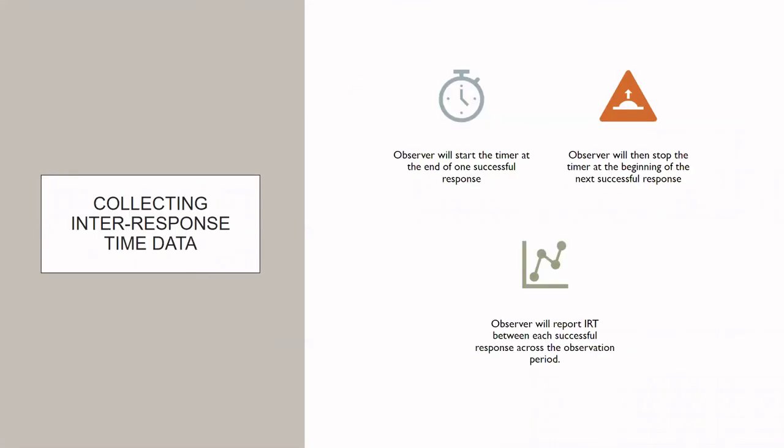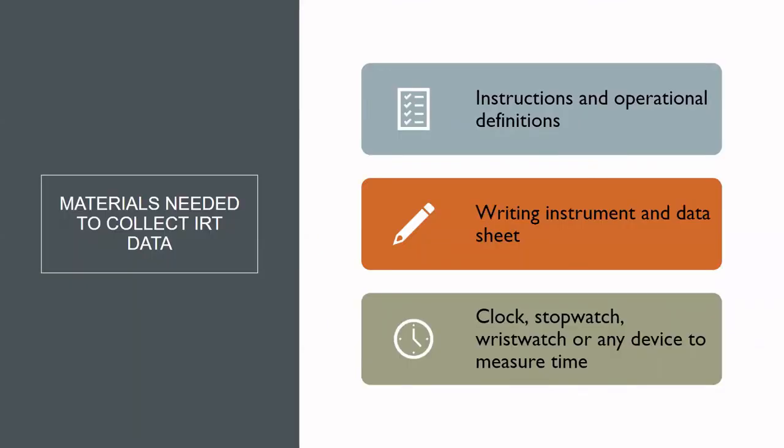When collecting inter-response time data, the observer will start the timer at the end of one successful response. Then the observer will stop the timer at the beginning of the next successful response. That observer will report IRT between each successful response across the observation period. Materials needed to collect IRT data are exactly like the rest of the data types. You need instructions and operational definitions, writing instrument and data sheets, and a clock, a stopwatch, or a wristwatch, or any device to measure time.